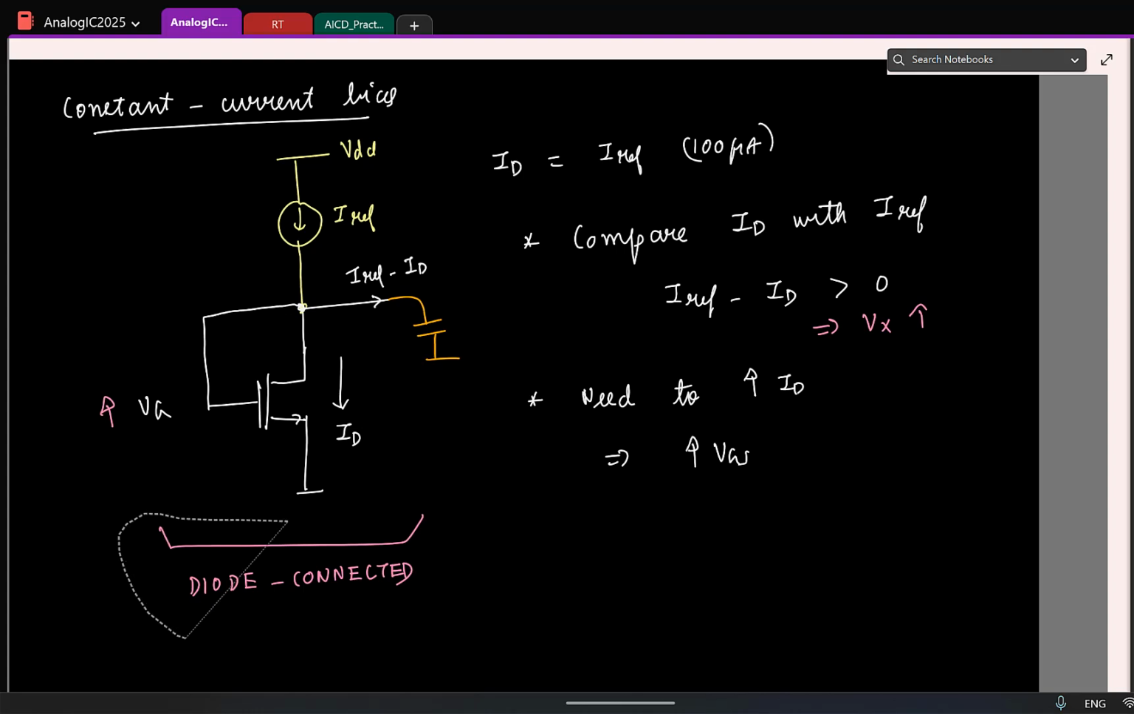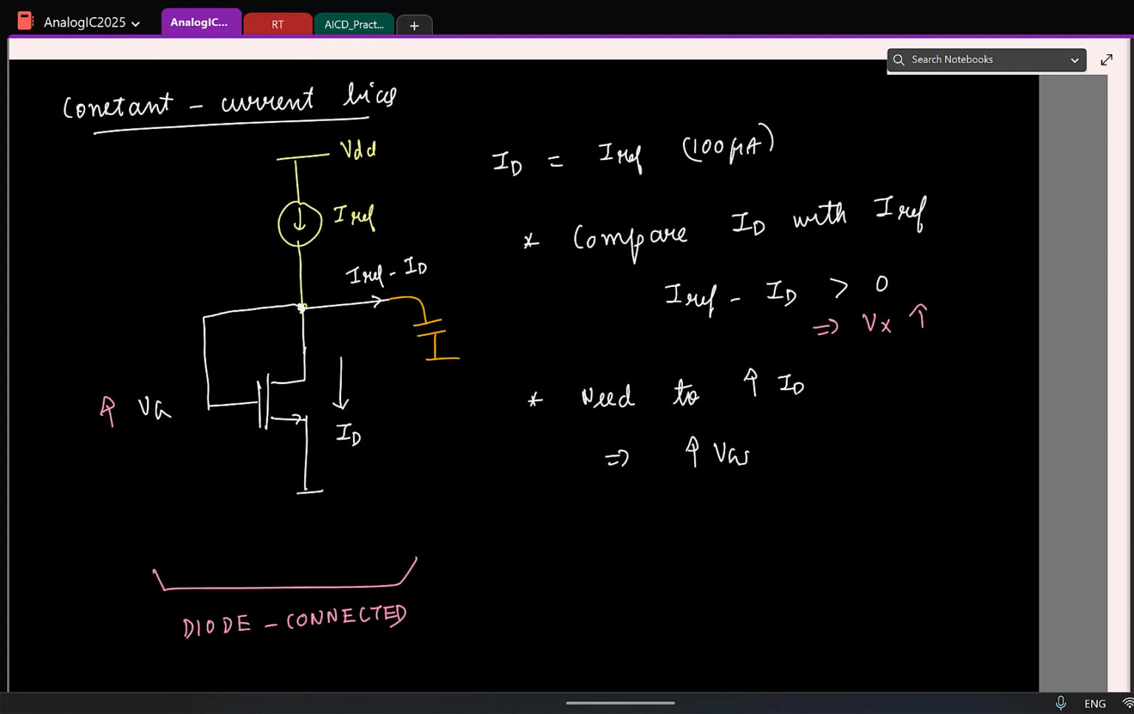Great. And now let us say I give you the reference current. I know the reference current is 100 microamps, or let us say something. I give you the threshold voltage and mu and C OX. Can you find the gate voltage now? Will you be able to find the gate voltage? Yes or no? How will you find it? You know the current equation. It's half mu and C OX.